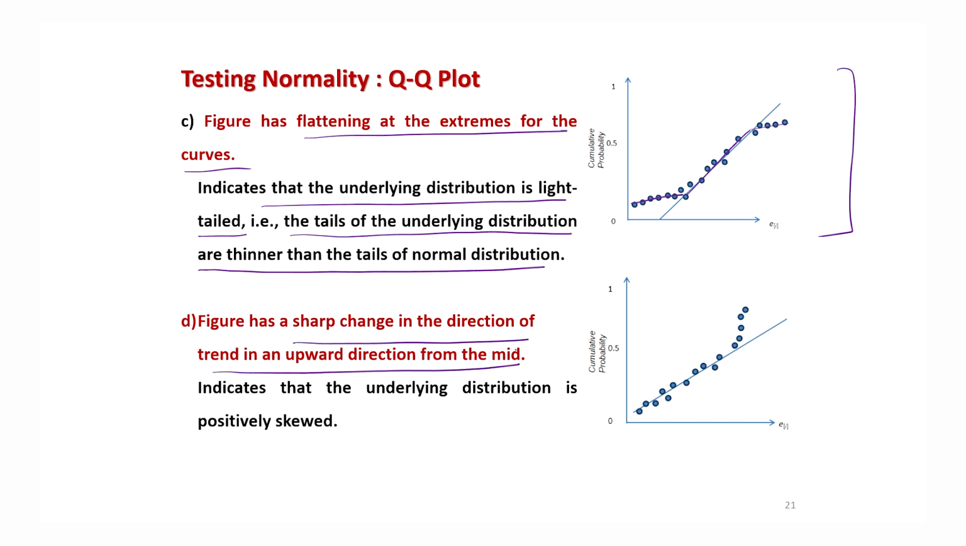And if you have a figure which has a sharp change in the direction of the trend in an upward direction from the middle, you can see here it is coming like this, and then suddenly it started going like this. This indicates that the underlying distribution is positively skewed.